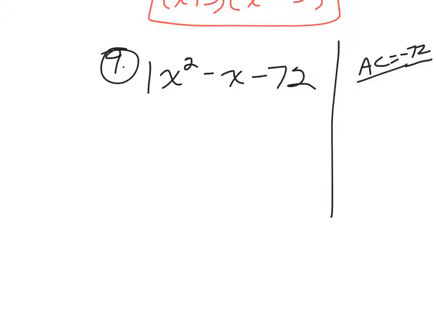So if you're the person that has trouble, make the list. Make the list like we talked about in class. So just start with a 1. 1 times negative 72 or negative 1 times 72. That'd equal negative 72.